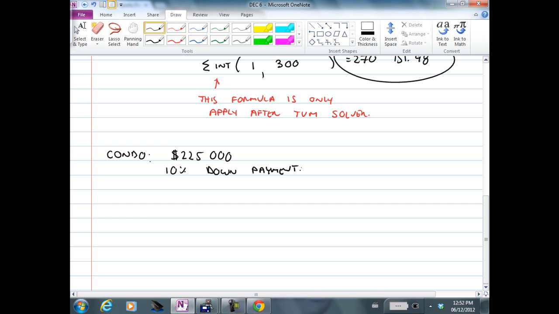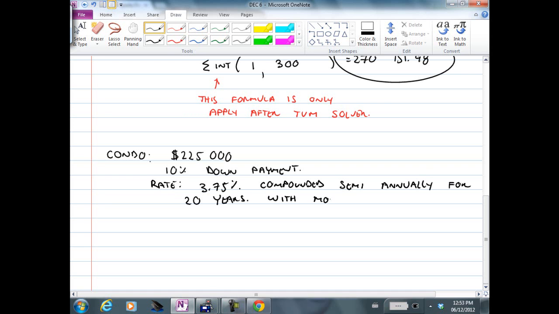Yeah, we're going to calculate this right now. Bank's rate is 3.75% compounded semi-annually for 20 years, with monthly payments. So this is a real life question right here.